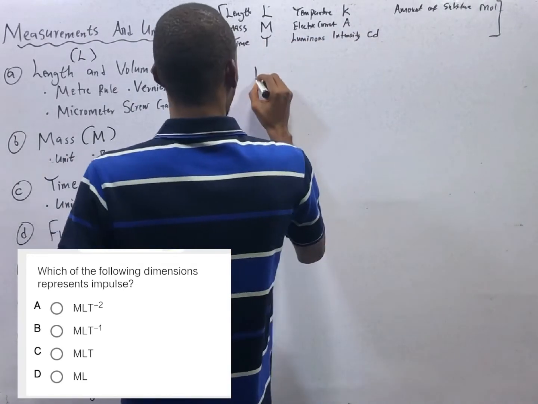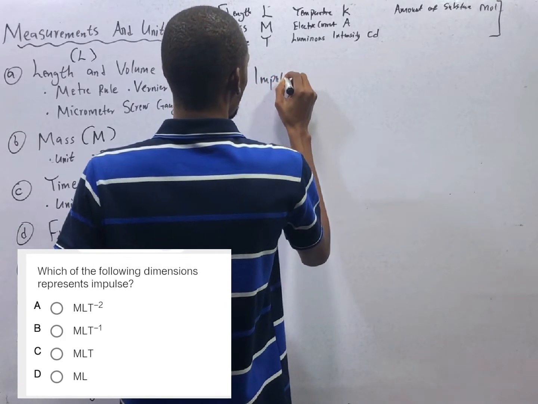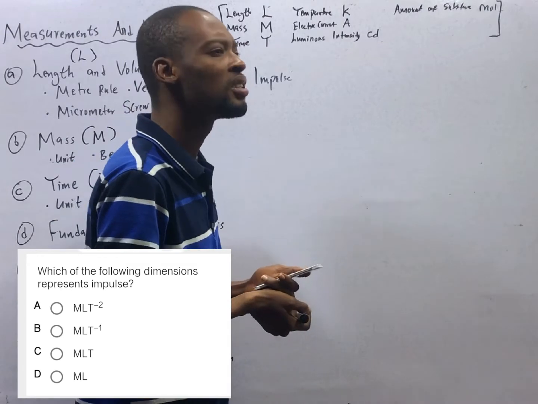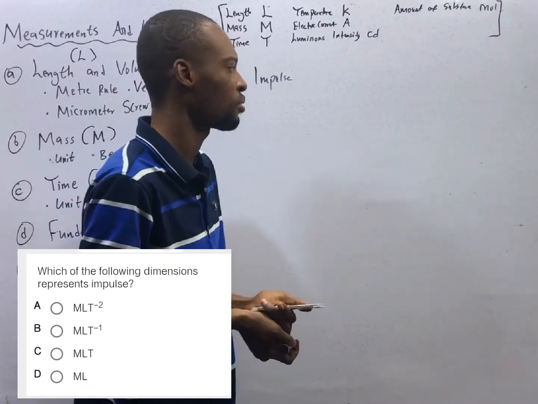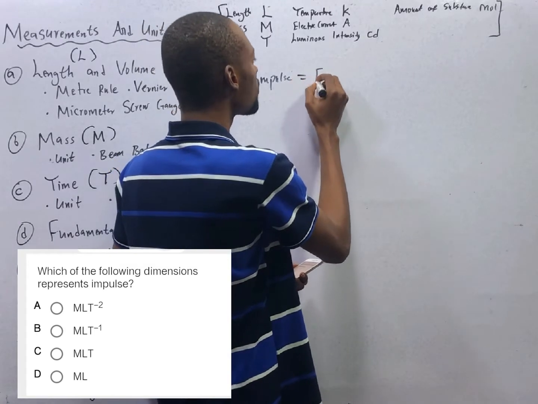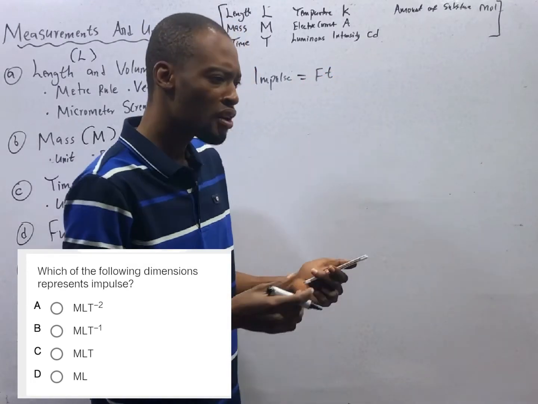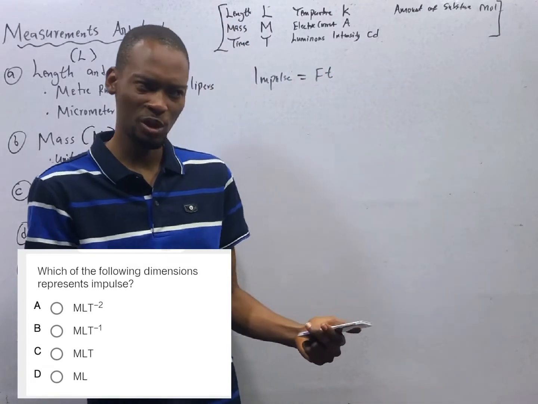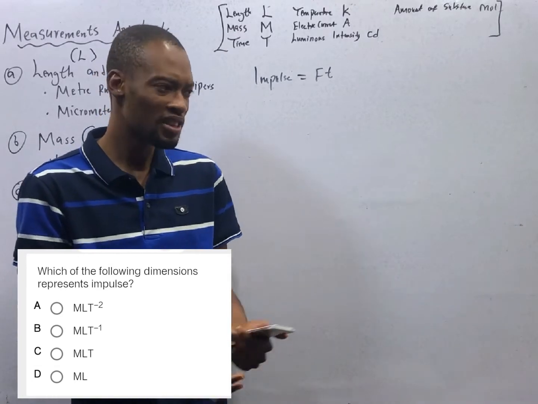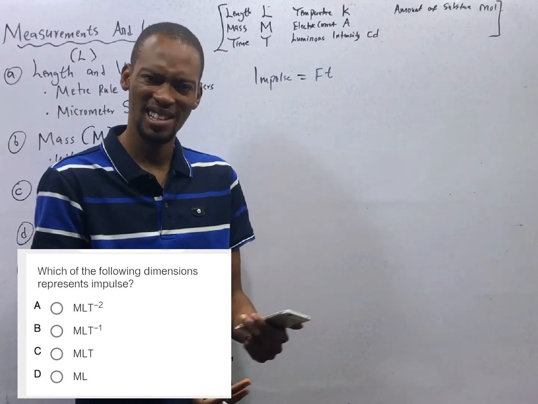Impulse is change in momentum. Change in momentum is impulse. And what is change in momentum? Change in momentum is force times time. From Newton's second law of motion, the rate of change of momentum of a body is proportional to the force applied.